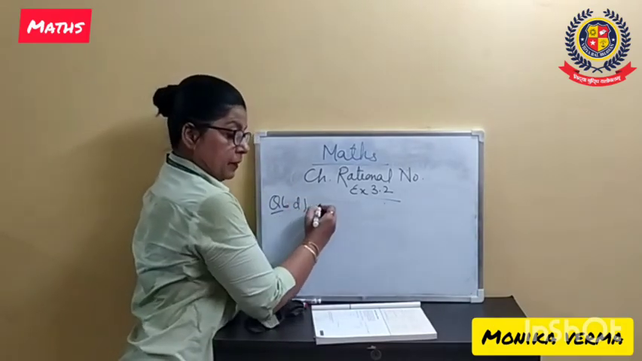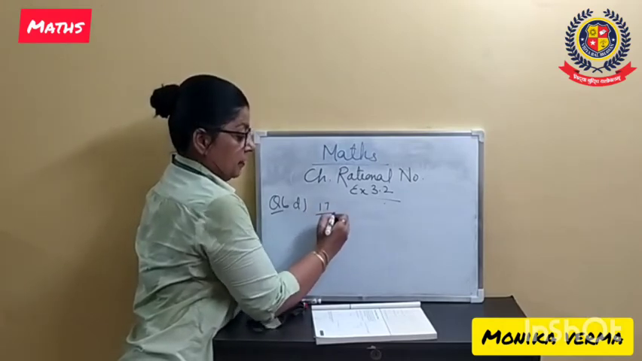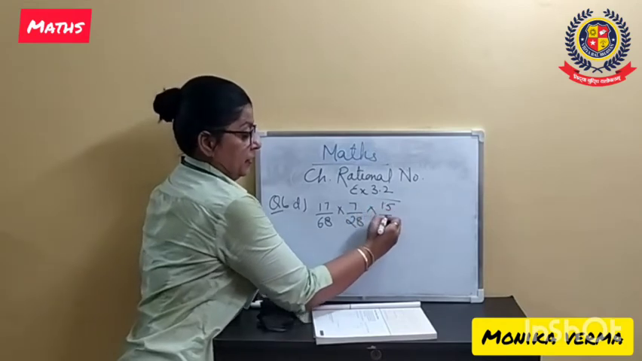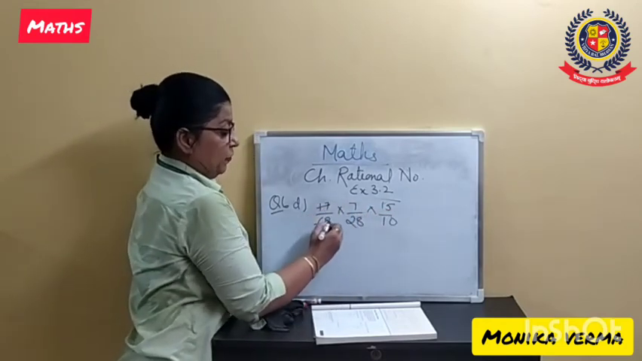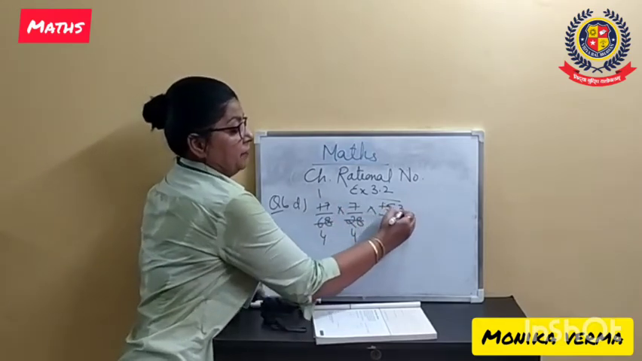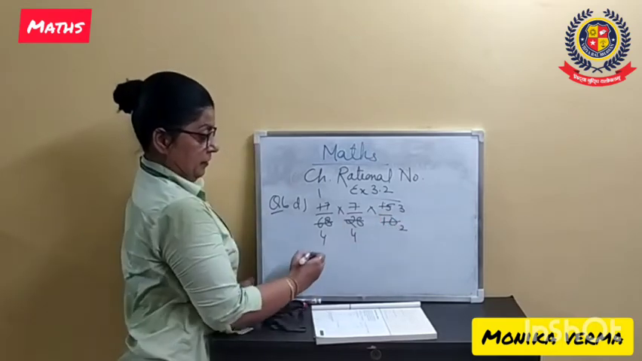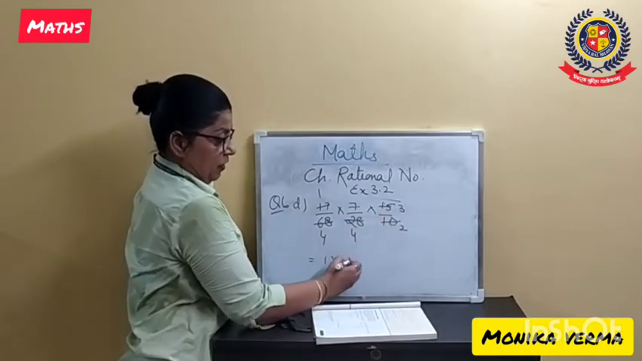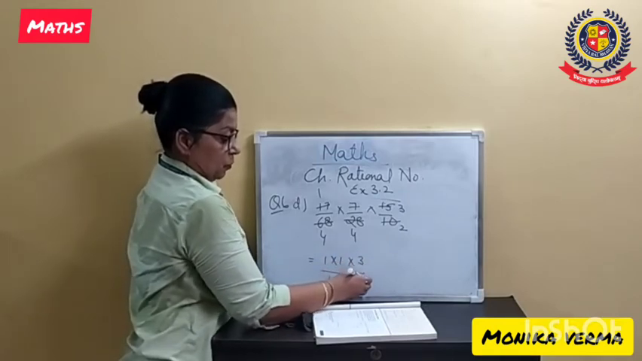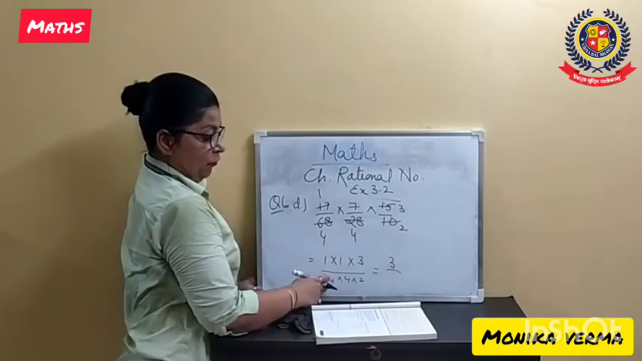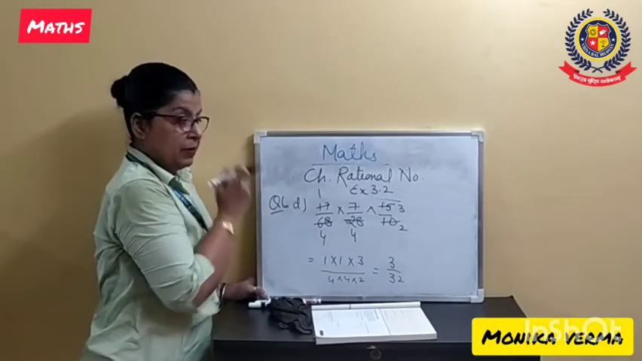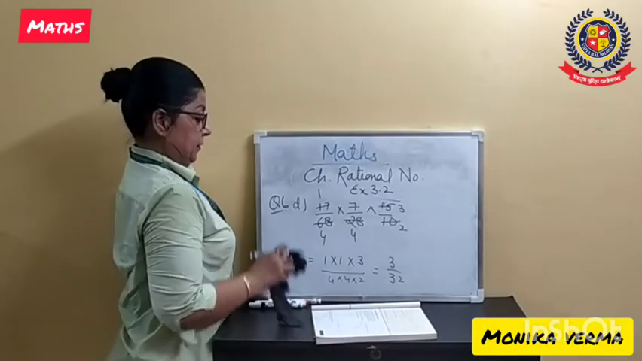D part. 17 upon 68, 7 upon 28, 15 upon 10. 17 fours are 68, 7 fours are 28, 5 threes are 15, 5 twos are 10. So what we got? 1 into 1 into 3, 4 into 4 into 2. So we got 3 upon 32. 4 fours are 16, 16 twos are 32. Okay. This is the answer of question 6.